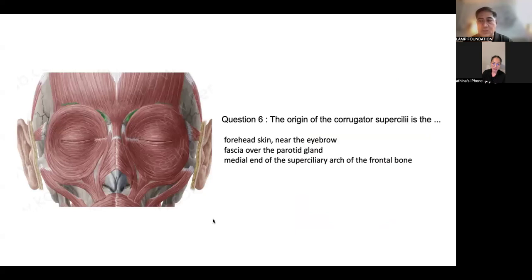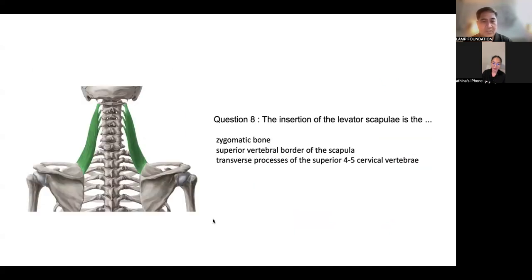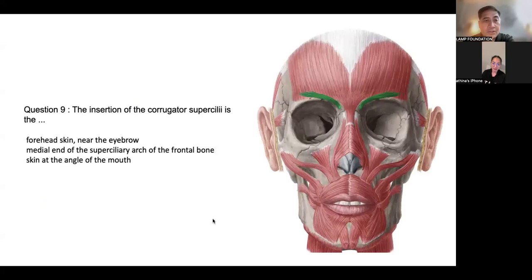Origin of the corrugator supercilii is the medial end of the superciliary arch of the frontal bone. Origin of the levator scapulae is the transverse processes of the superior 4 to 5 cervical vertebrae. Insertion of the levator scapulae is the superior vertebral border of the scapula. Insertion of the corrugator supercilii is the forehead skin near the eyebrow.